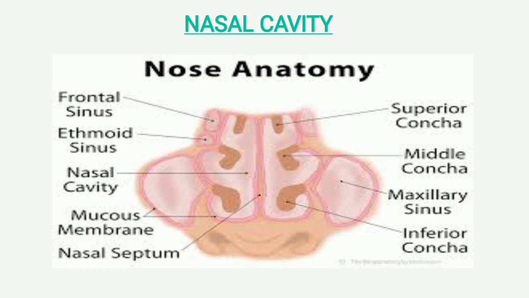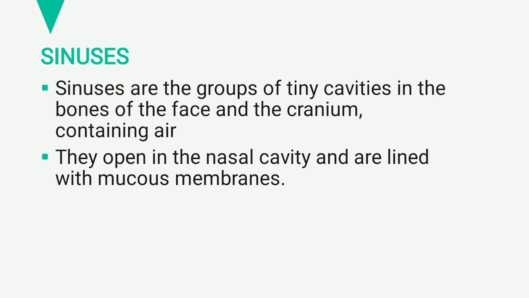The other structures that you can see here are sinuses. There is a frontal sinus, maxillary sinus, ethmoid sinus. There is also a sphenoid sinus. It is present on the roof of the nasal cavity. Sinuses are the group of tiny cavities in the bones of the face and the cranium containing air. They open in the nasal cavity and are lined with mucous membranes. These gaps are present to lighten the skull, and sinuses are also involved in speech.